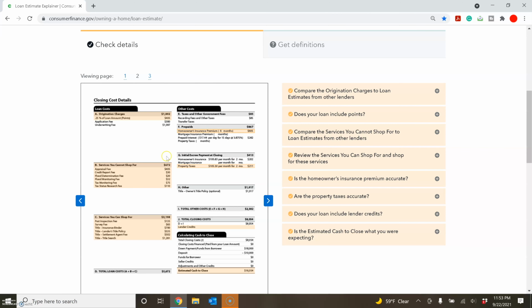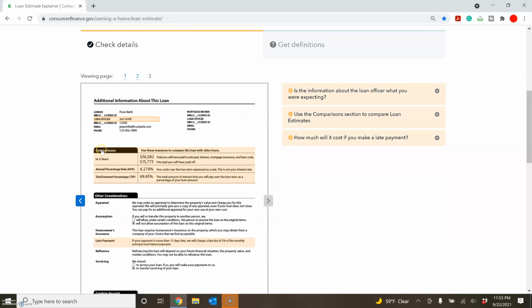This is where the bulk of the information is: this page and the first page. On this third page, just verify everything's the same. It's going to have your loan officer information. This is going to be comparisons. Like in 5 years, it'll tell you how much you'll pay total, and how much of the money you borrowed will have gone toward the principal.